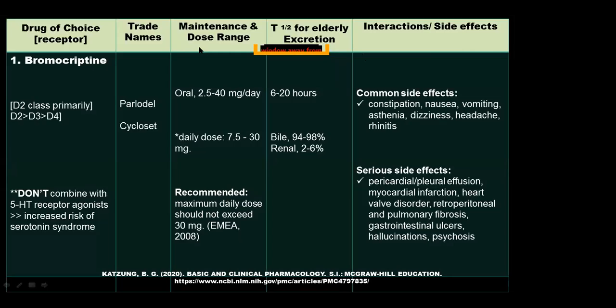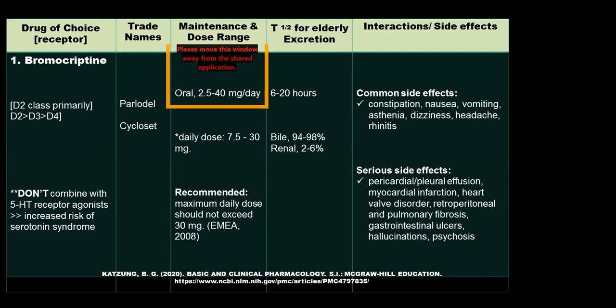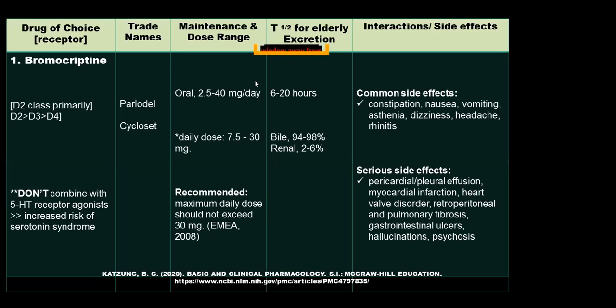The first one under ergoline would be the bromocriptine. This is a strong agonist of D2 class of dopamine receptors, used in adjunct therapy with L-DOPA and as a monotherapy to delay the institution of L-DOPA and minimize fluctuation of motor symptoms. So the recommended maximum daily dose should not exceed 30 milligrams. So on the internet, its oral dosage is 2.5 to 40 while in the book it is 7.5 to 30. Anyway, it should not exceed 30 milligrams.